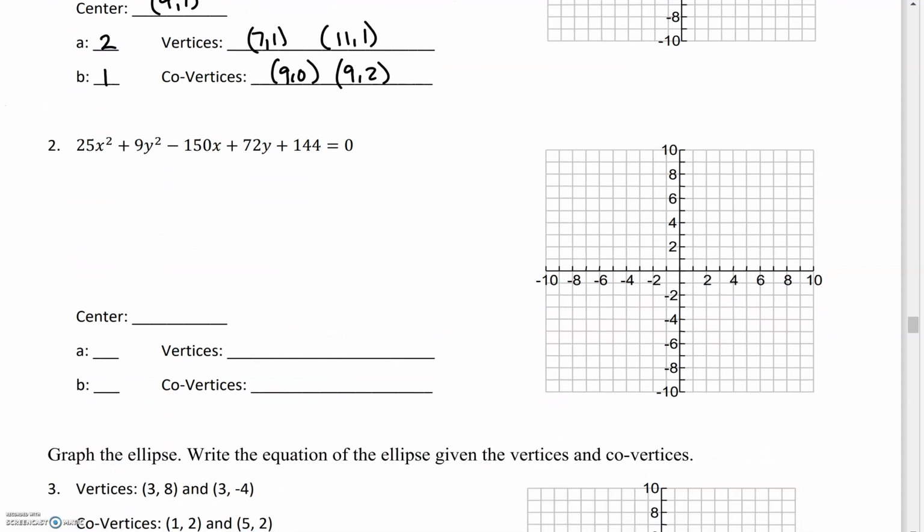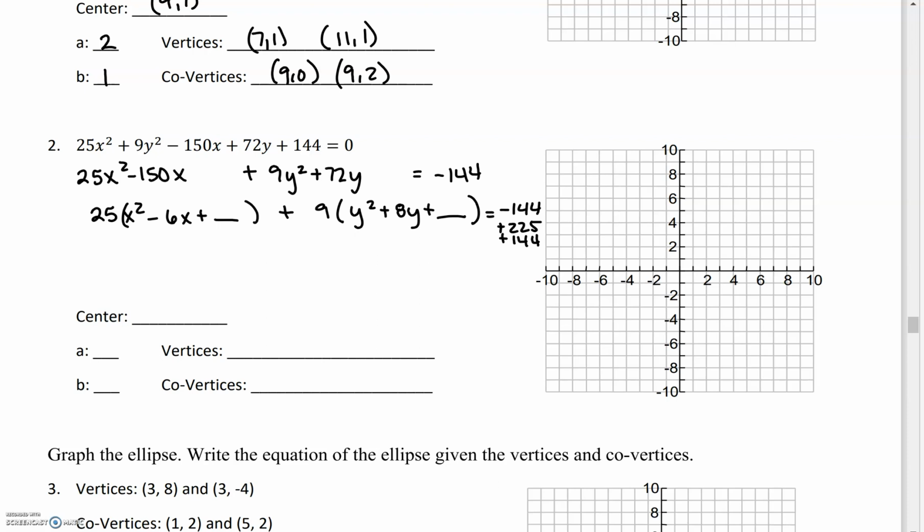So if you want to start this one, go ahead and start putting the x's together, putting the y's together. So here's kind of our first two steps of getting our x's together, our y's together, and then factoring out the 25 for the x's and factoring out a 9 in the y's. Then we're going to make our magic number.